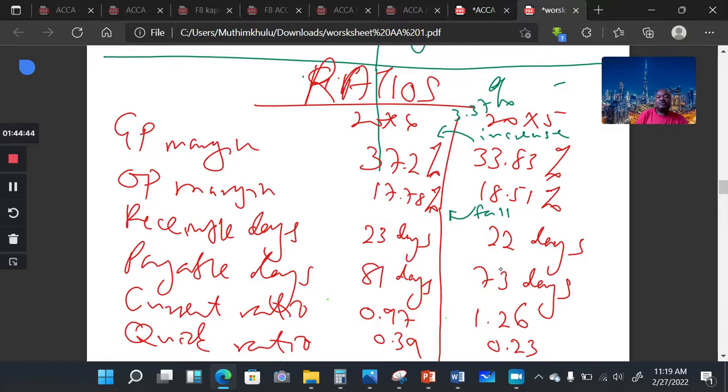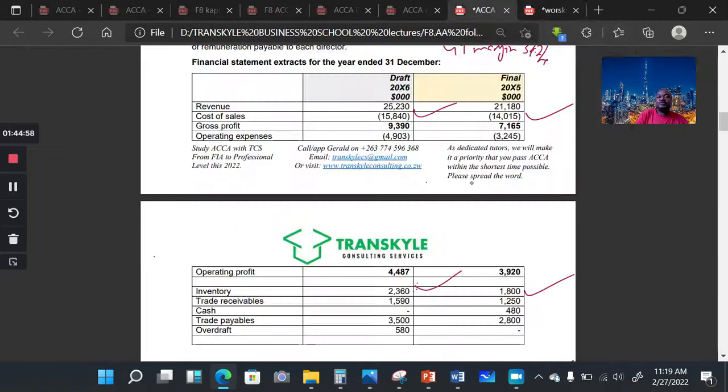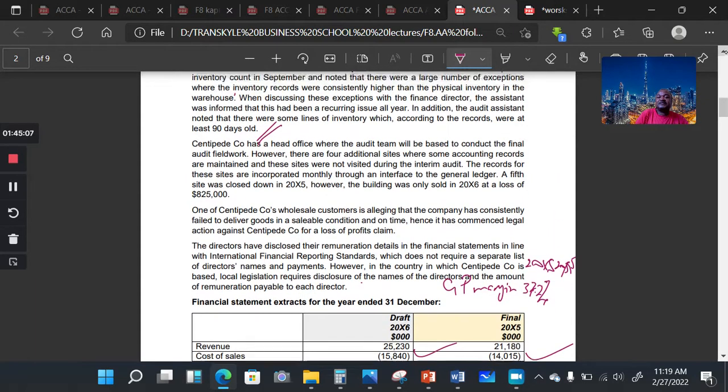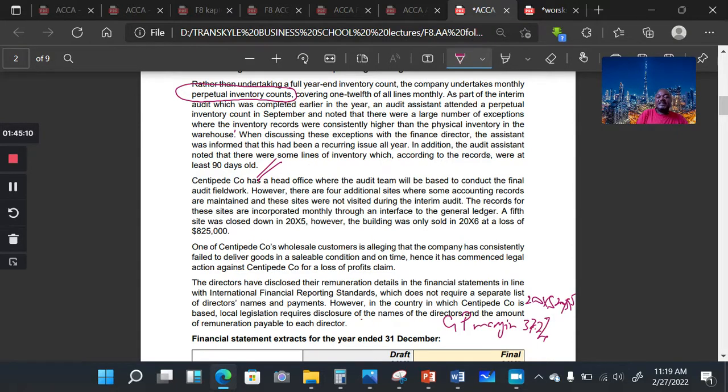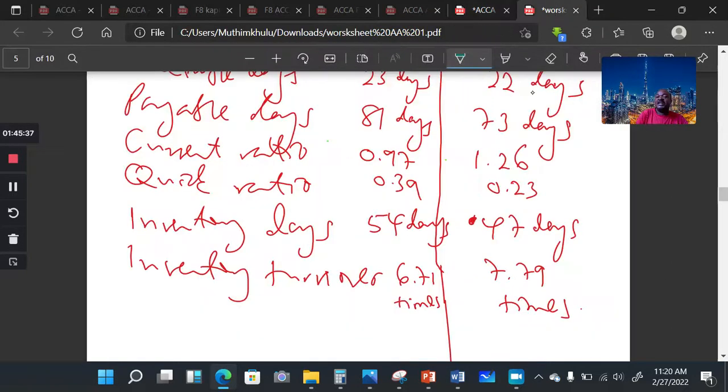Now, let's talk about something in relation to the inventories, because in our last paragraph we were reading about the issue to do with a certain line of products which had 90 days. In addition, the audit assistant noted there were some lines of inventory which, according to the records, were at least 90 days old. Now, let's try to create some audit risk from this information, given the computations which we've just made in relation to inventory.